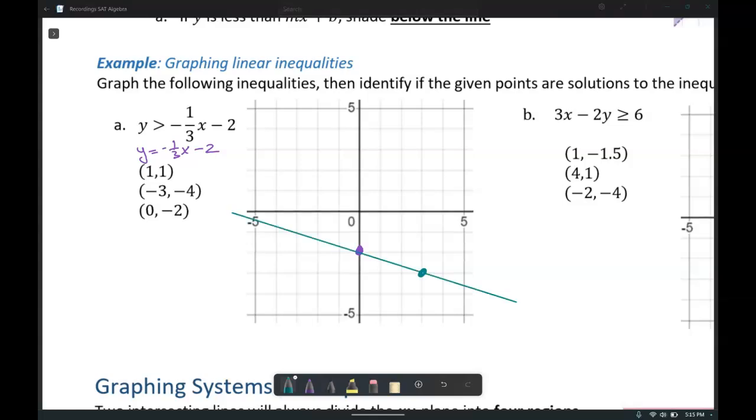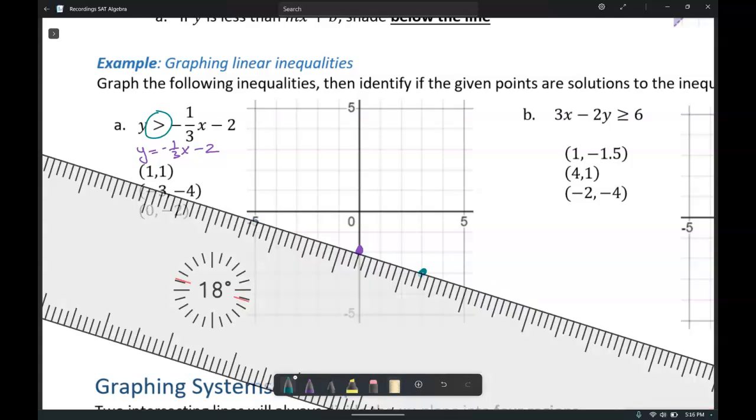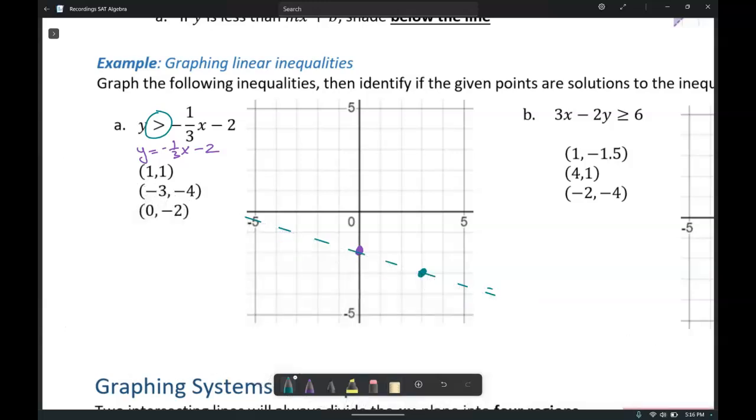Once we have our points, we can connect them into a line. But because we have a greater than sign and not a greater than or equal to, we actually don't want a solid line like we traditionally do. We want to include a dotted or a dashed line. So I'm going to get my straight edge out here, and I'm going to go ahead and redraw that line. We want to make sure that it is dashed to indicate that any point that is on that line is not a solution to that inequality.